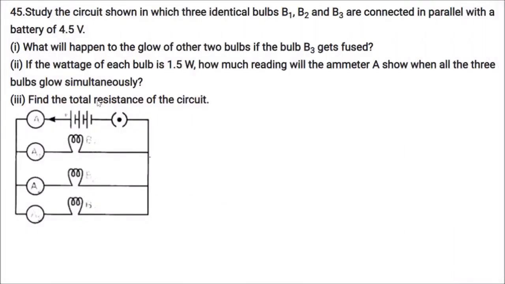Study the circuit shown in which 3 identical bulbs, B1, B2, B3, are connected in parallel with a battery of 4.5 volt. What will happen to the glow of the other 2 bulbs if the bulb B3 gets fused? If the wattage of each bulb is 1.5 watt, what reading will the ammeter A show when all the 3 bulbs glow simultaneously? We also have to find the total resistance of the circuit.